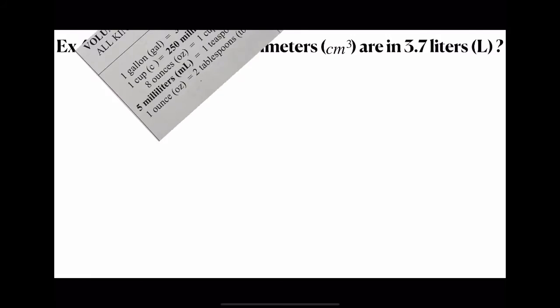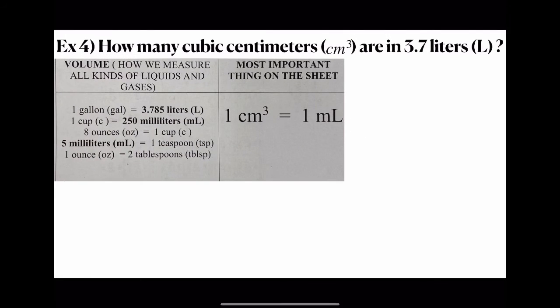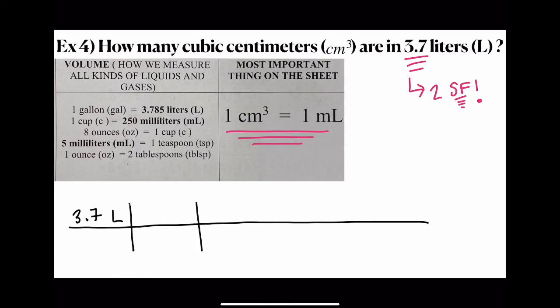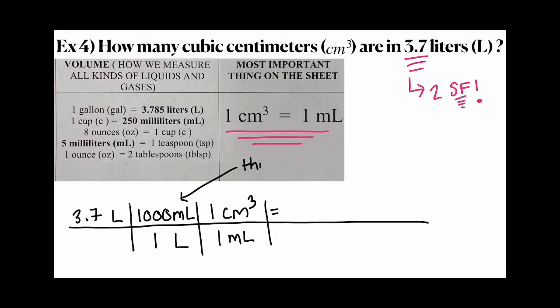All right, example number 4. How many cubic centimeters are in 3.7 liters? This time we're going to use the most important thing on the sheet. 1 cubic centimeter equals 1 milliliter. And my answer is going to have 2 significant figures. So 3.7 liters. I know from my metric conversion that 1 liter equals 1,000 milliliters. So that came from our metric conversion chart, aka our memory, because now it's stuck in there.